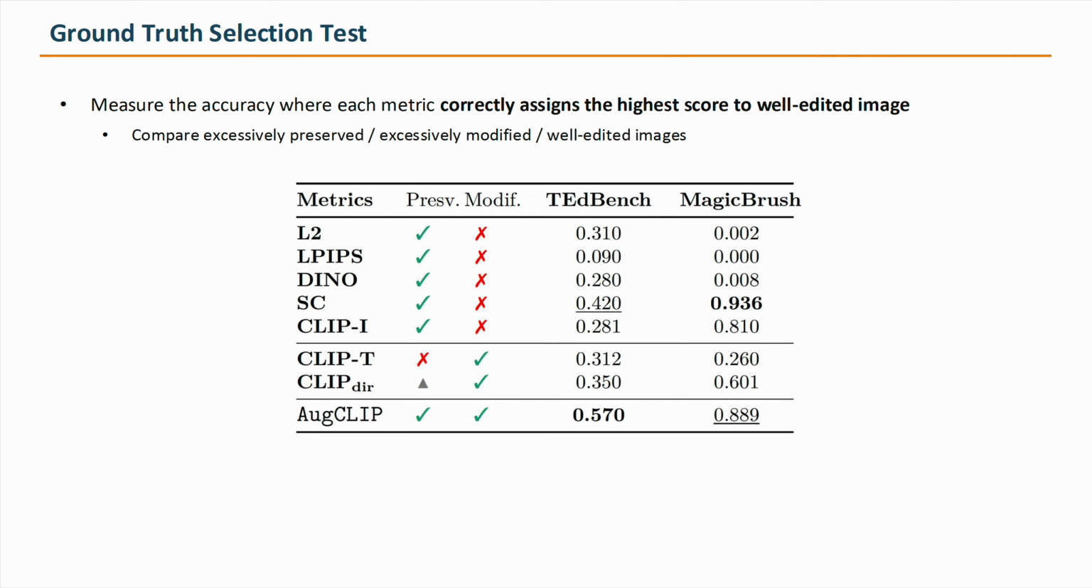The second is the ground truth selection test. For this, we created image triplets, one well-edited image, one with excessive preservation, and one with excessive modification. We tested whether each metric assigns the highest score to the correct, well-edited image. Again, OutClip significantly outperformed others. It correctly balanced both aspects and showed higher accuracy scores across datasets like MagicBrush and TEdBench. These results demonstrate that OutClip is more robust, reliable, and aligned with human judgment than all existing metrics.